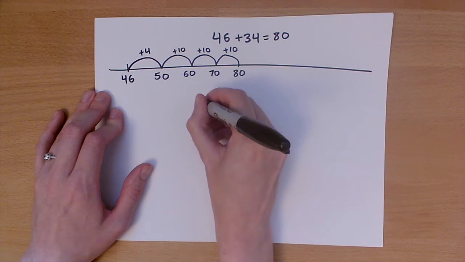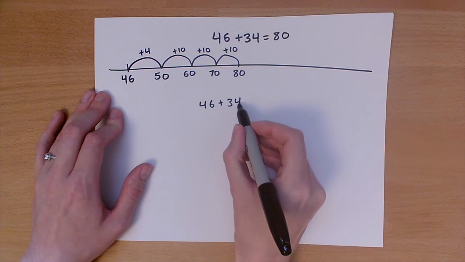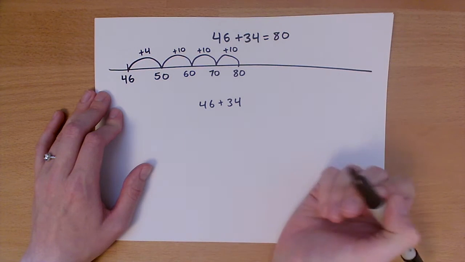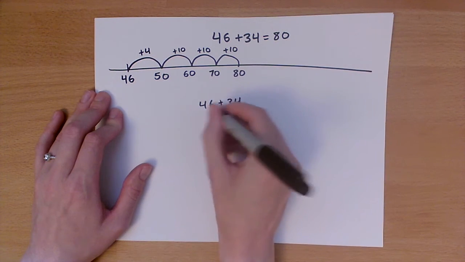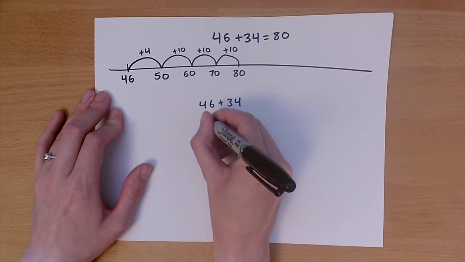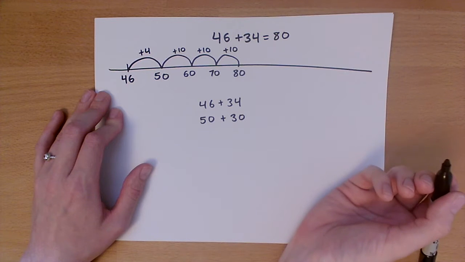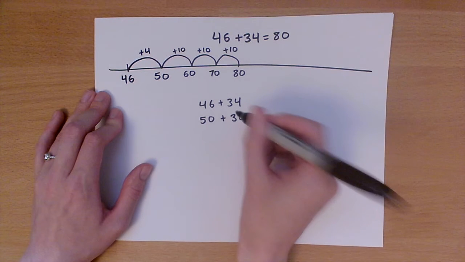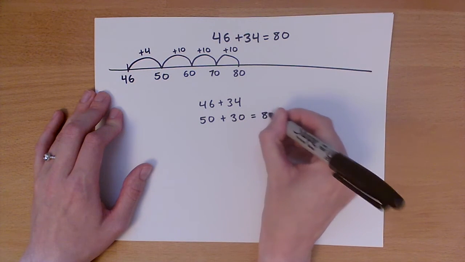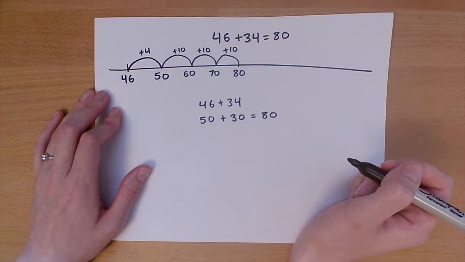Another way I could have solved that is by taking 4 from the 34 and giving it to the 46. So I could have done that. So then, instead of having 46 plus 34, I'd have 50 plus 30. And I know that 50 plus 30 is 5 tens plus 3 tens. I know that equals 80. All right, let's look at our next equation.